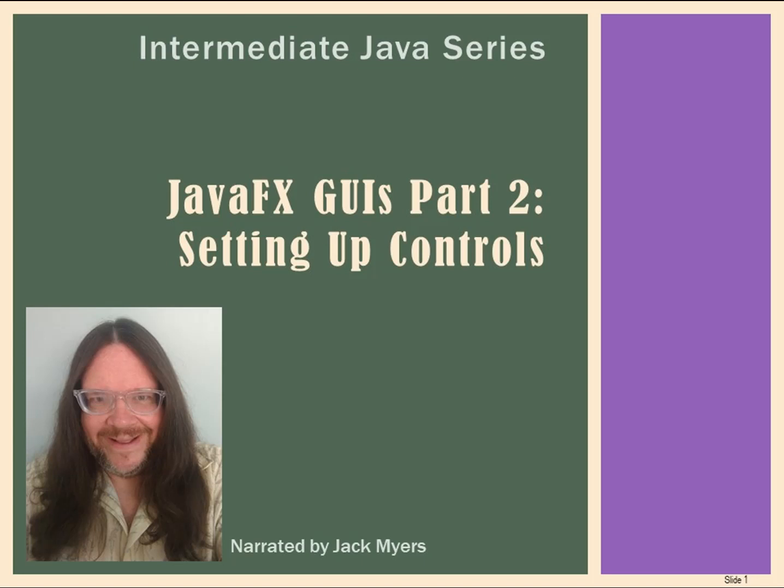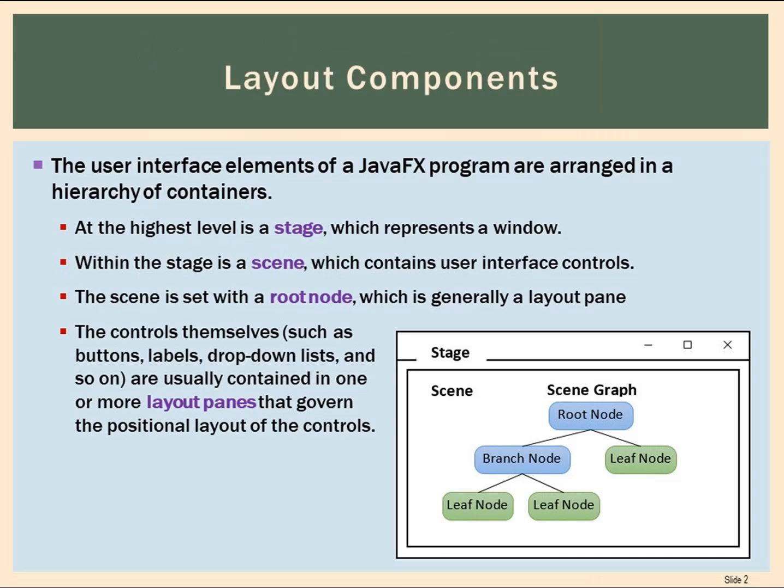In this second part of JavaFX GUIs, we're going to discuss controls and how they can be added and how they can be laid out. As a reminder, we have seen these following layout components before. The stage is the entire window. The scene is part of a stage, and the scene has the content, and the scene also is assigned a root node, which is generally a layout pane, and then we're going to add the controls to that layout pane, or the root node of the scene.